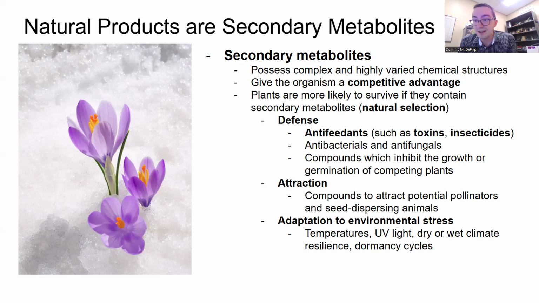The secondary metabolites, however, that we're mainly going to be talking about in this course are ones related to defense. These are antifeedants, such as toxins or naturally produced insecticides. So if the plant can't run away from danger, the very least it can do is make whatever is trying to eat it either very sick or make themselves taste so bad that the predators know to avoid the plant entirely. These can also include antibacterials and naturally occurring antifungals, because of course fungi and bacteria can also infect plants. And it might also be compounds which inhibit the growth or germination of competing plants around it.